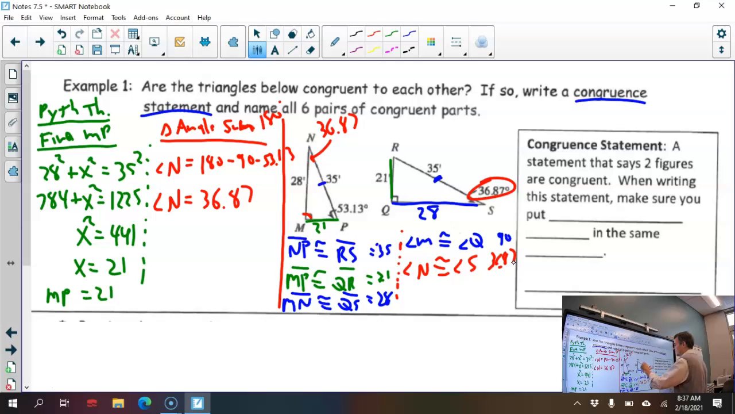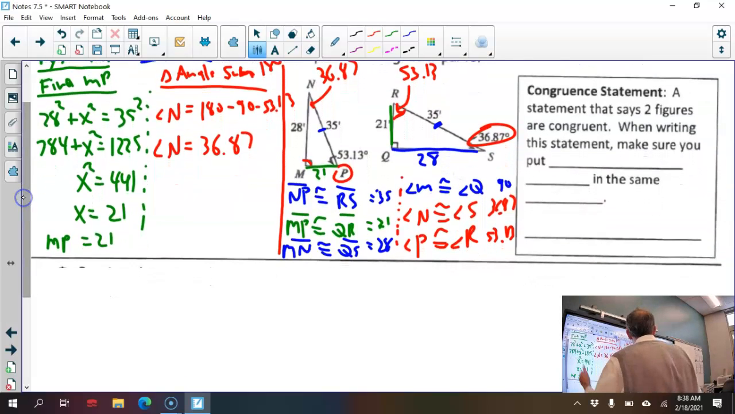And I think I could find angle R using the same triangle angle sum theorem, that they add up to 180. And if you do that, you're going to find out that this angle is 53.13. So it matches angle P. Angle P is congruent to angle R. They're both 53.13. So I, in fact, do have all six parts, all three sides are congruent to all three sides, and all three angles are congruent to all three angles. So these triangles are congruent.